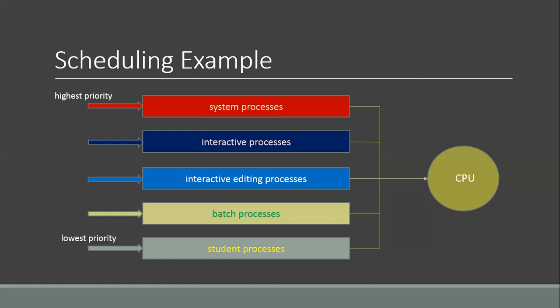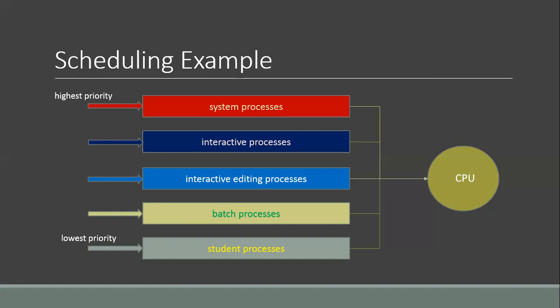Remember, the processes in the batch process queue will only be executed once the queues above it are all empty. This means if the system processes queue, interactive processes queue, and interactive editing processes queue are all empty, then a process in the batch process queue will be executed. And this process may be executed using first come, first serve policy.